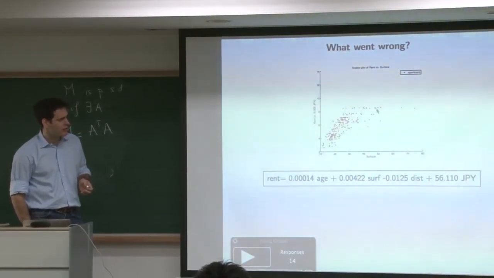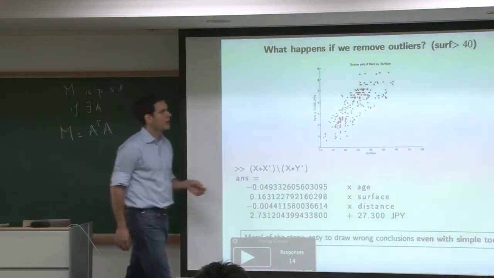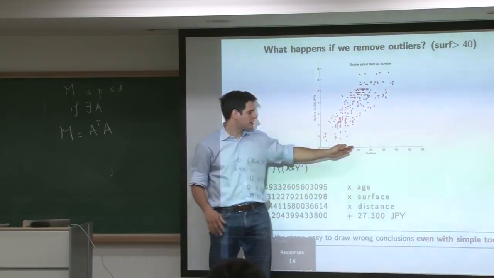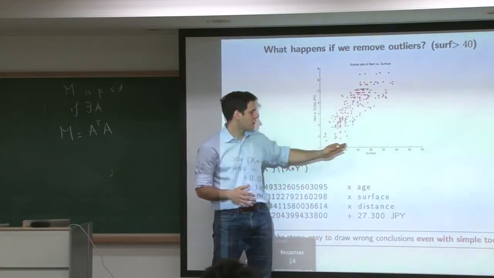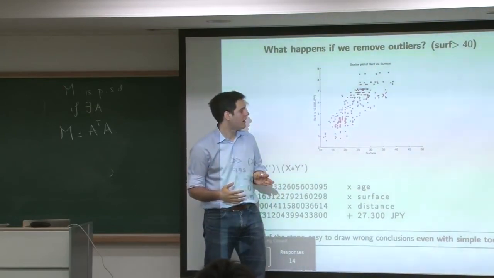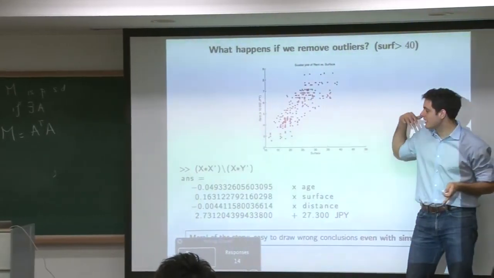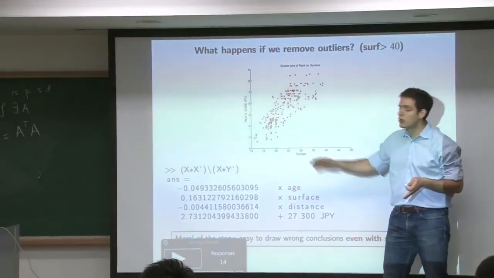And I suspect basically those are the points here which are outliers and which are a bit strange. So what happens if you only keep data that is in the range where you have actually collected the data? The surface below 40. What happens if we apply exactly the same formula for apartments below 40 square meters?